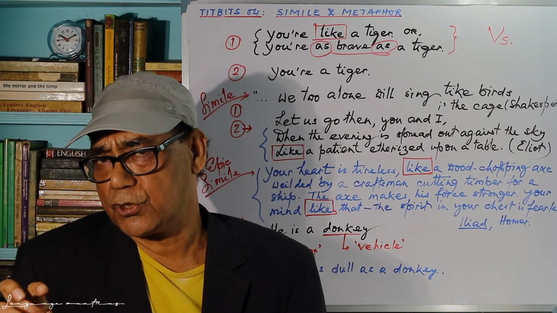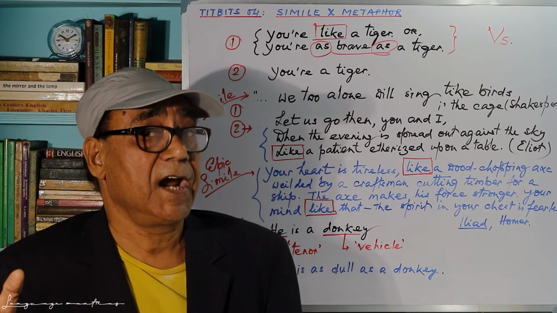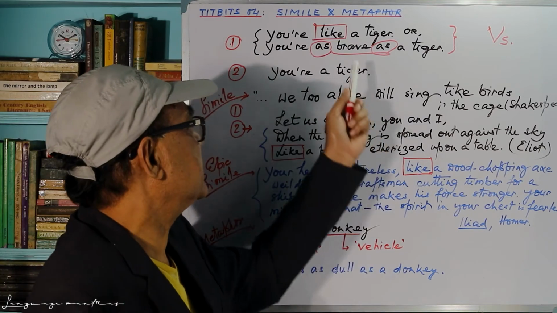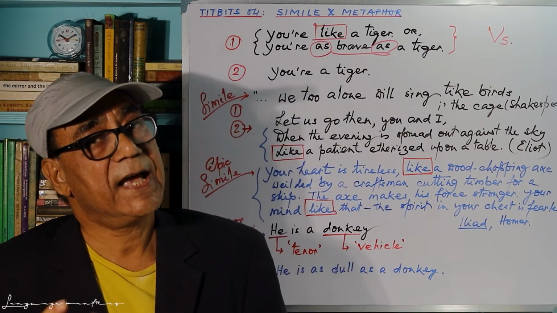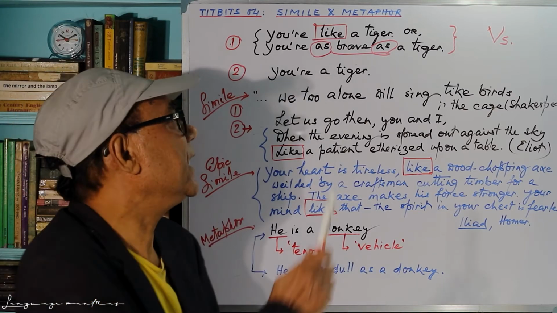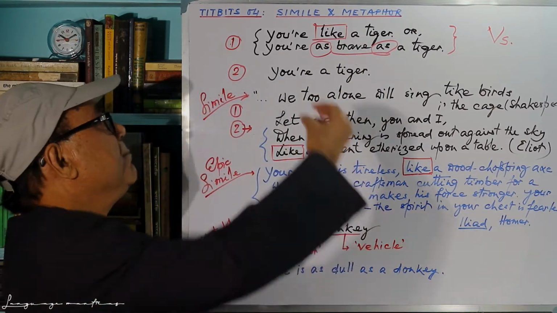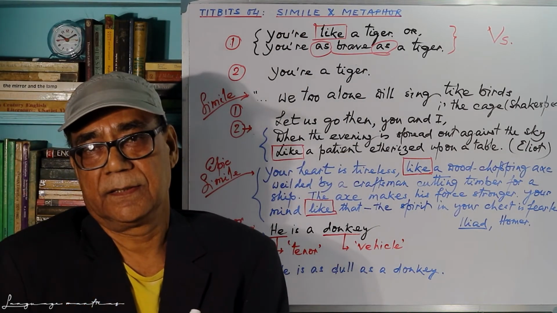It is not just comparison of two items, but two different items. One item is a kind of superior item. Here, for example, tiger, so far as power is concerned, tiger is a superior item. Tiger is a superior agent, and that superior power is imposed on you. It becomes simile.